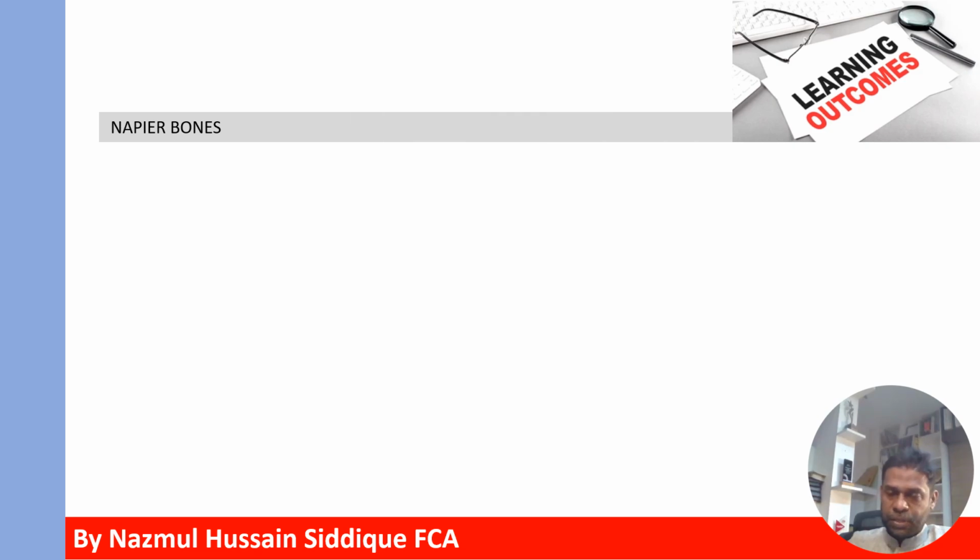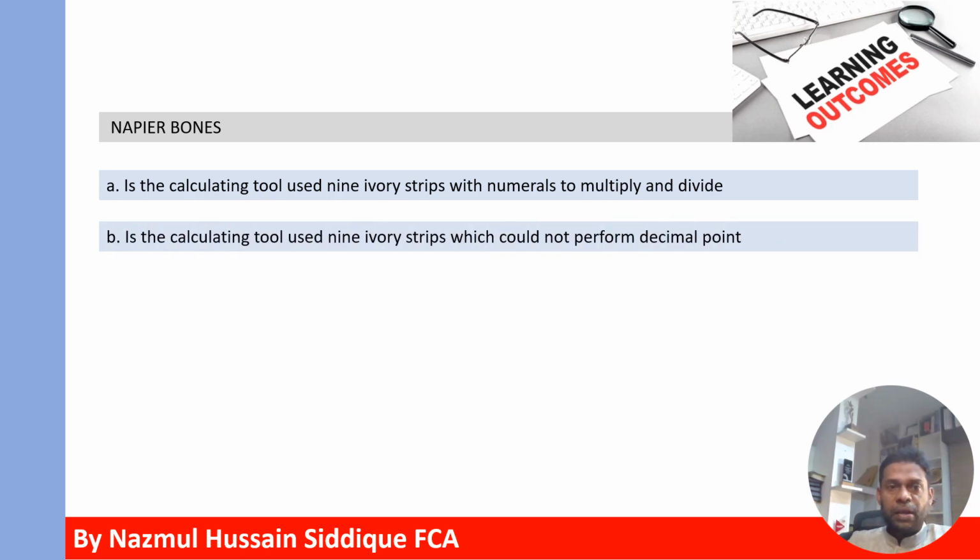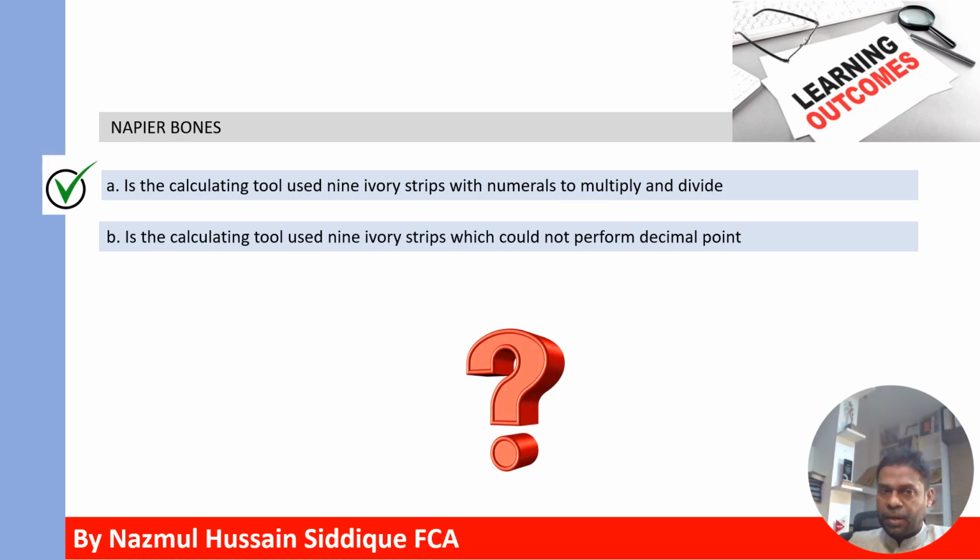এবার আমরা MCQ টেস্ট করব. Napier bones is the calculating tool used 9 ivory strips with numerals to multiply and divide. Napier bones is the calculating tool used 9 ivory strips which could not perform decimal point. Which one is correct answer? Correct answer is A.